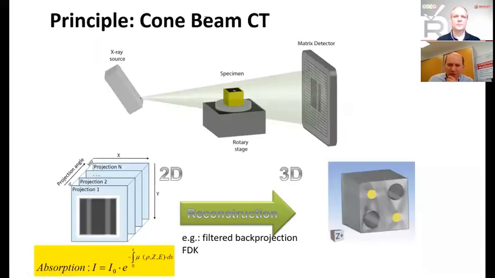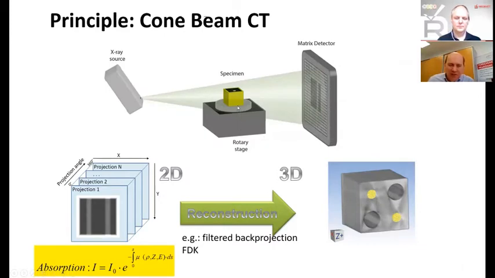This is the measurement principle of cone beam CT. This is quite an easy system. We have an X-ray source, an X-ray tube, here. We have a matrix detector on the right side, and in the center there is a rotary stage. On the rotary stage a specimen is placed, and we measure the absorption of the specimen.